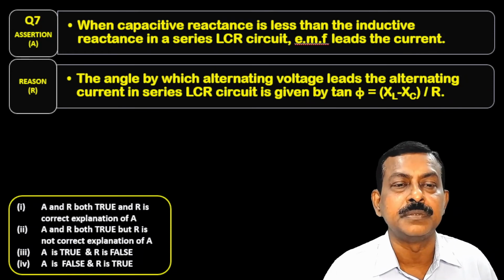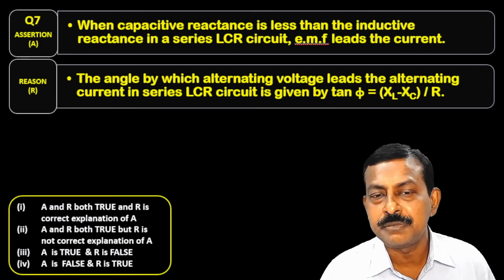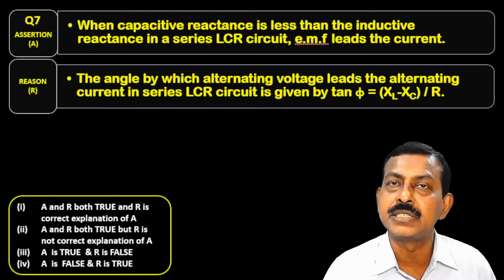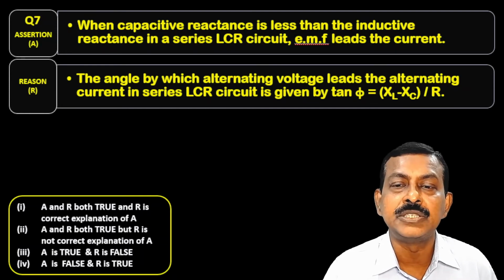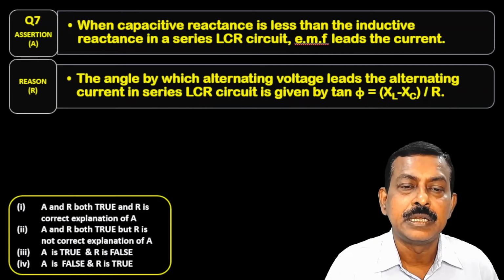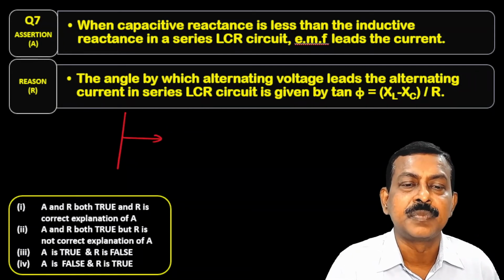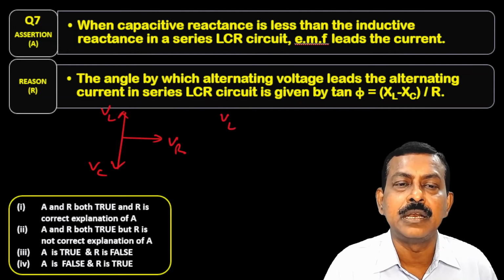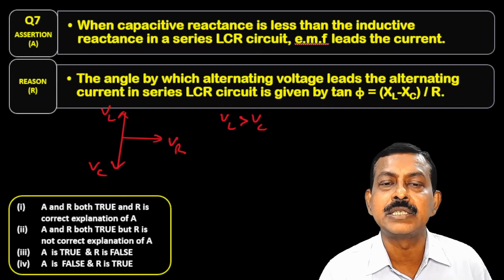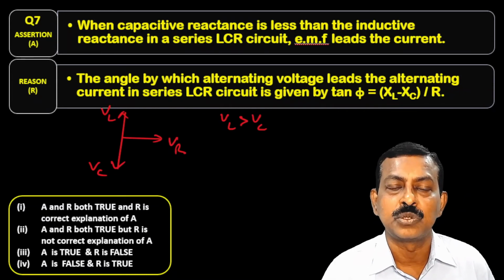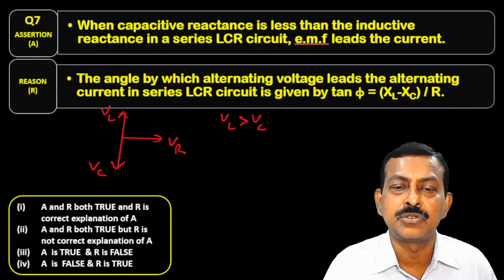Let's take the next question. When capacitive reactance is less than inductive reactance in a series LCR circuit, the voltage leads the current. Now here, if you just take the phasor diagram, suppose this is your VL, this is your VC, and this is your VR. If you take VL greater than VC, because it is said that capacitive reactance is less than inductive reactance, this voltage is also related with the I XL and I XC.